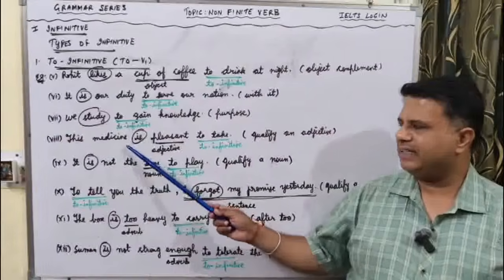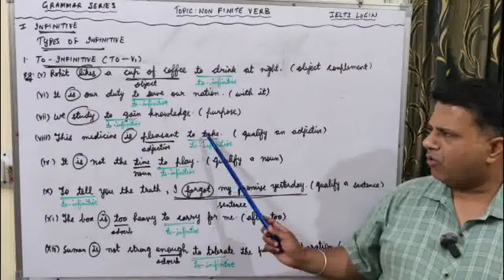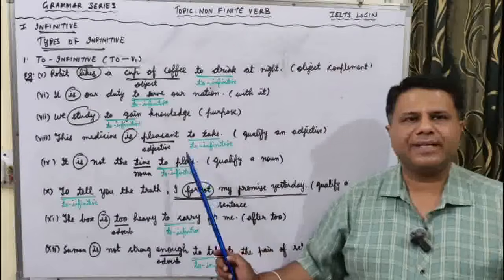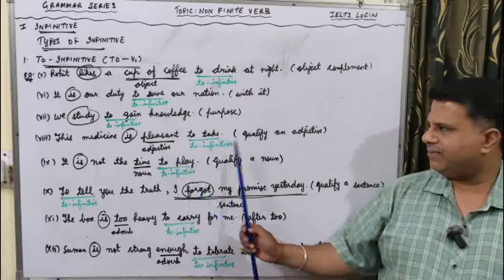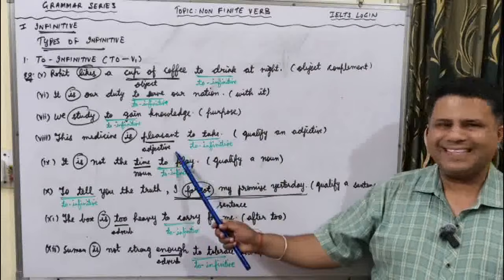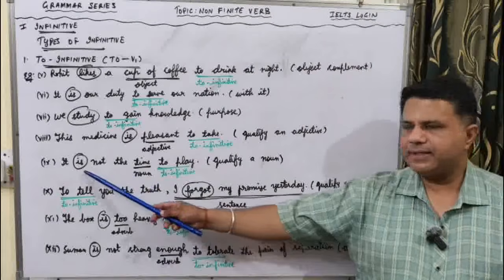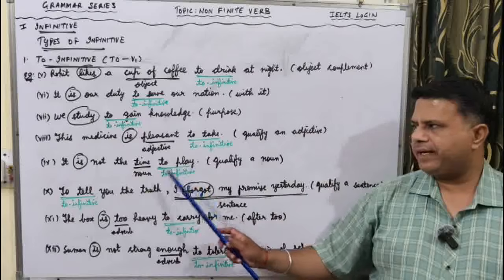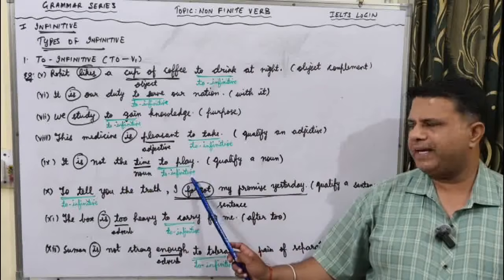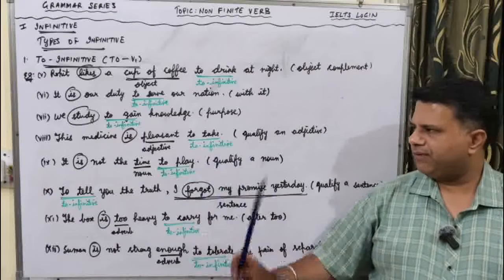Then this medicine is pleasant. Pleasant is an adjective, so it is qualifying. To take, so this to infinitive is qualifying an adjective. The next sentence: it is not the time. Is is the tense element, not the time. Time is a noun, so to play, it is not the time to play. To play is an infinitive, it is qualifying a noun.